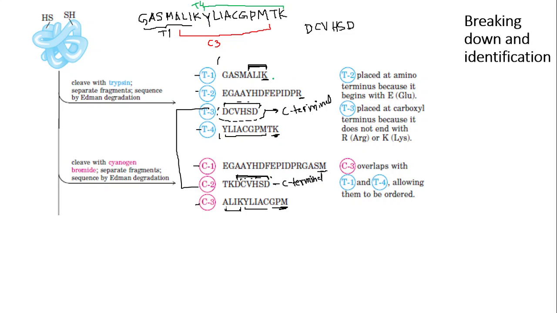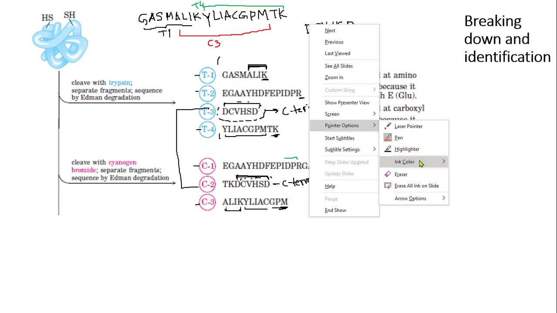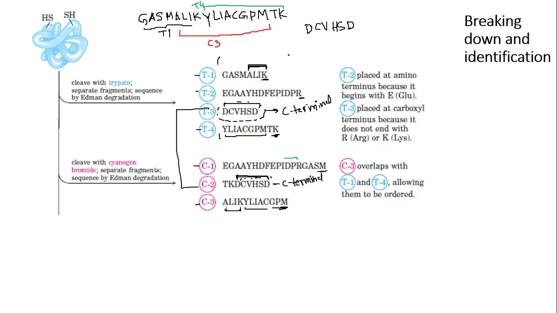Now what do we have after that? You can find out that the T2 and the C1 have some overlapping sequences, right? Both of them start with EGA and end with DPR. After the DPR, you have the GASM. So we can identify that sequence together. Let me go back to the black color again, and we'll see what comes out of that.